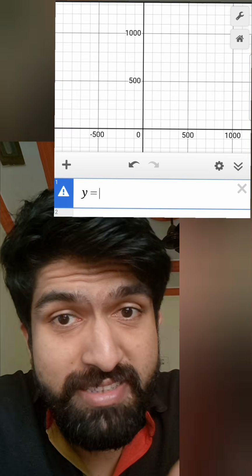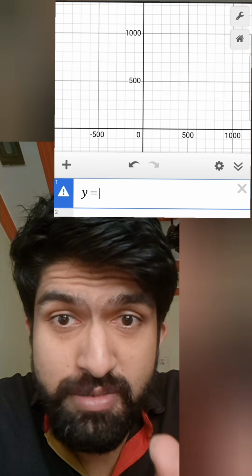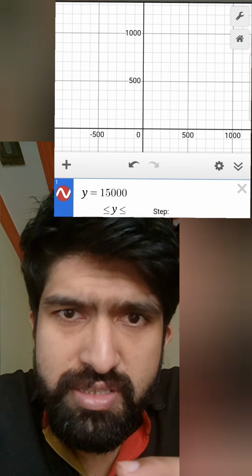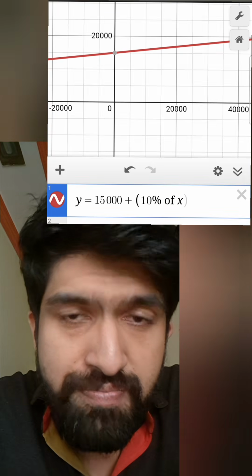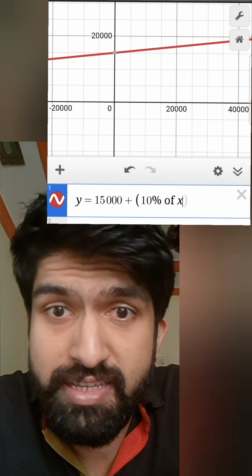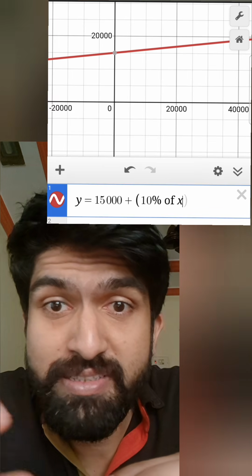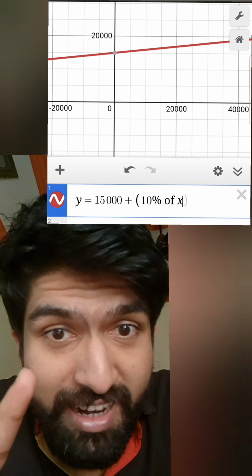Let y represent my total salary, which contains two components. One is 15,000, that is a fixed amount, plus 10% of sale. In this matter, I don't know what my sale will be, so I will treat it as a different variable, let's say x. So my equation will form something like this, where y is my total salary, which is 15,000 plus 10% of sale, that is x. Now, when I write this equation, you see a graph getting created.